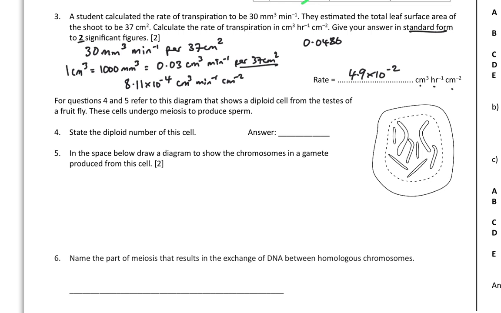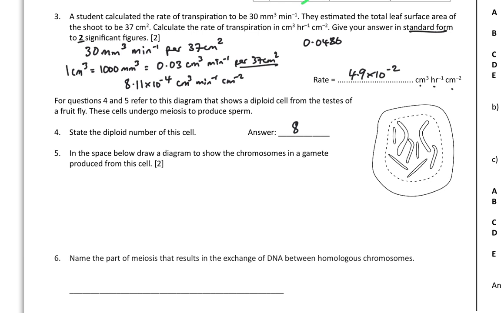Diploid number of the cell. It says it's a diploid cell. I've got 1, 2, 3, 4, 5, 6, 7, 8. I've got 8 chromosomes. It's the number of chromosomes. Admittedly, there's 4 pairs, but you just count the number of chromosomes. This cell has got 8, and that's its diploid number, because it's a diploid cell.